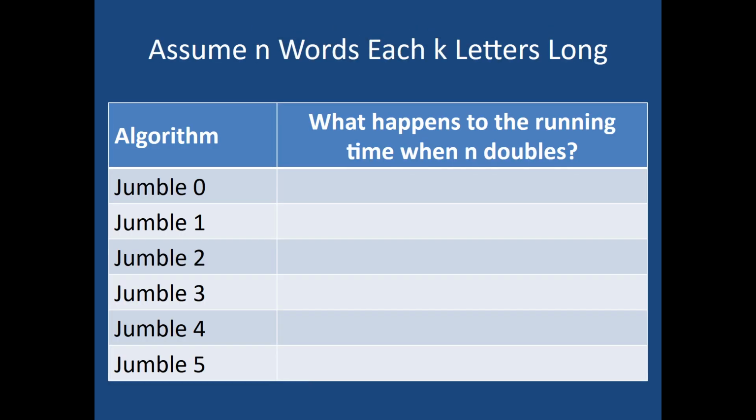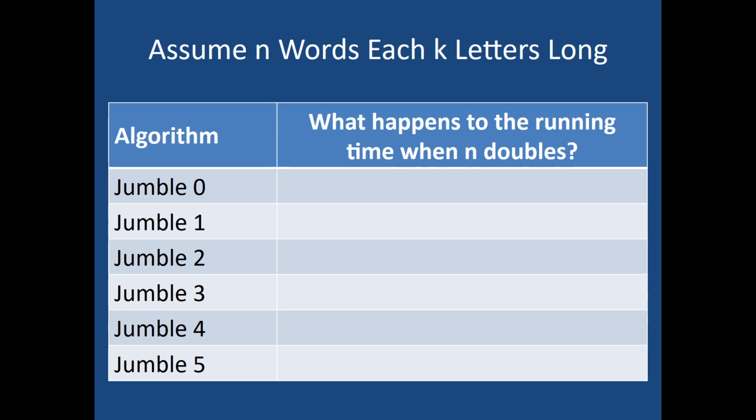Now, in 2420, you learned how to do algorithm analysis, and you learned about big O notation. I'm not going to use big O today. I want to talk about a different thing. I want to try to understand the doubling behavior of these algorithms. So what will happen to the running time of these algorithms when the number of words doubles?